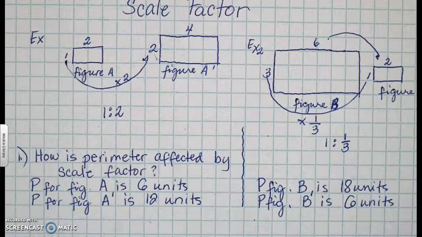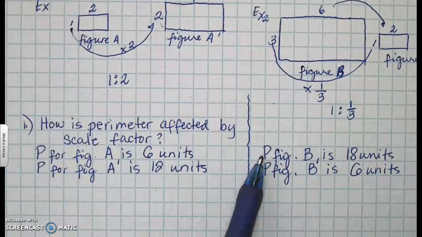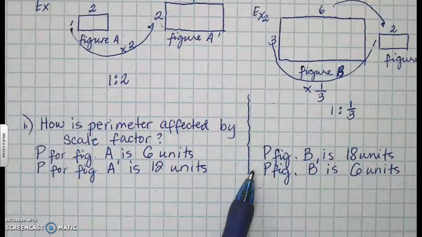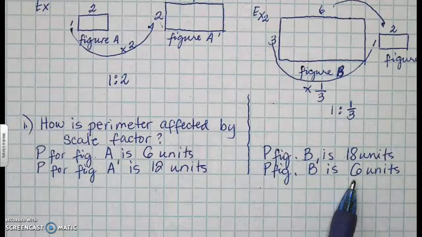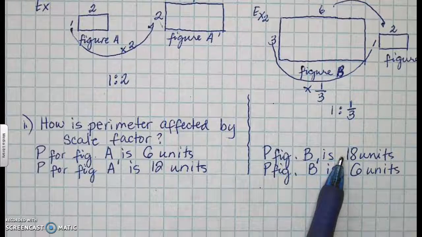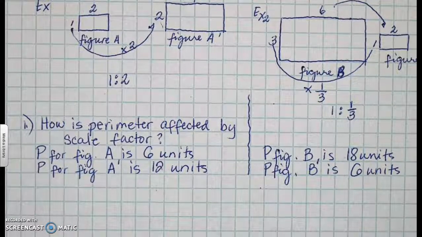Let's look at how the perimeter of example number 2 has been affected by the scale factor of 1/3. If you would look at it, figure B has a perimeter of 18 units. Figure B prime has a perimeter of 6 units. The way to get from 18 units to 6 units is by multiplying by the scale factor of 1/3, or by dividing figure B by 3, and then you're going to get B prime by doing so.